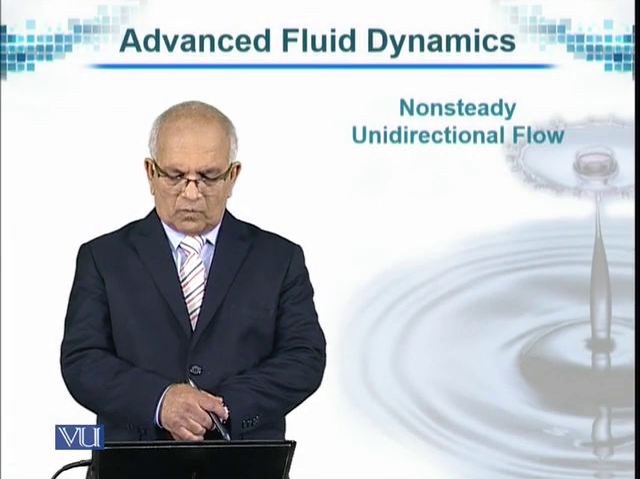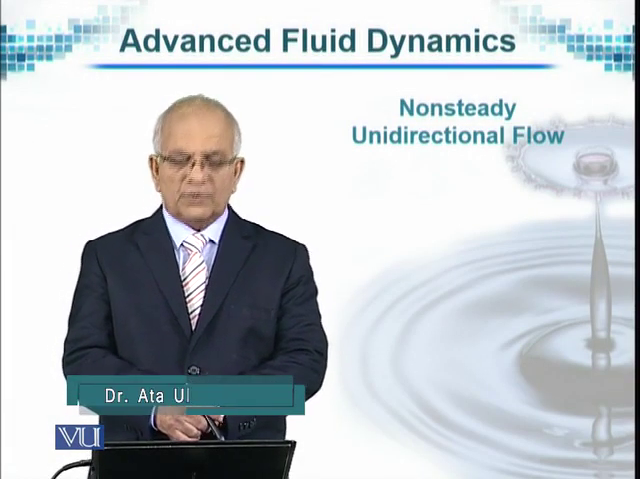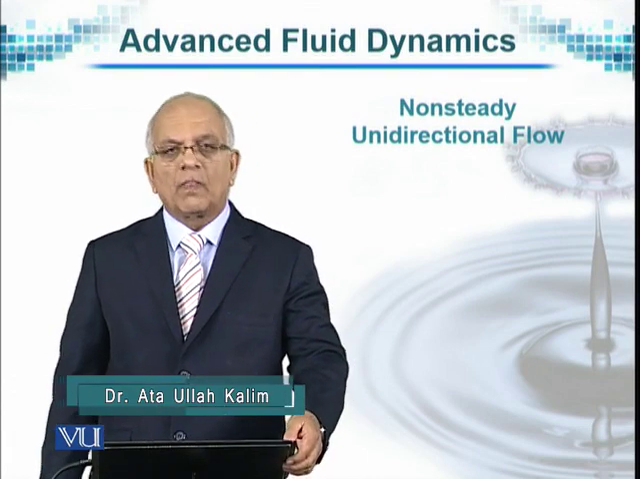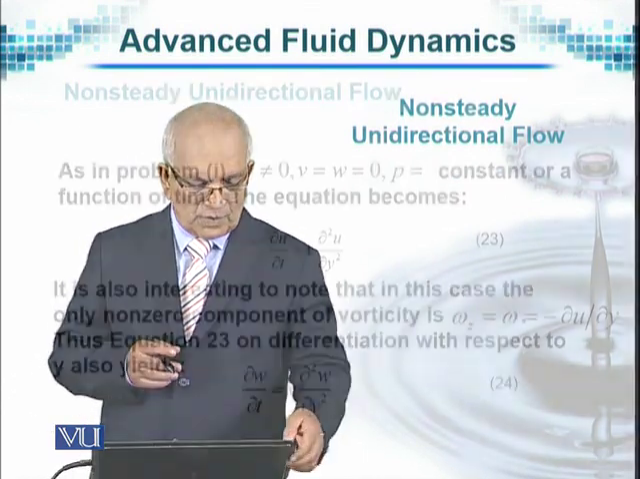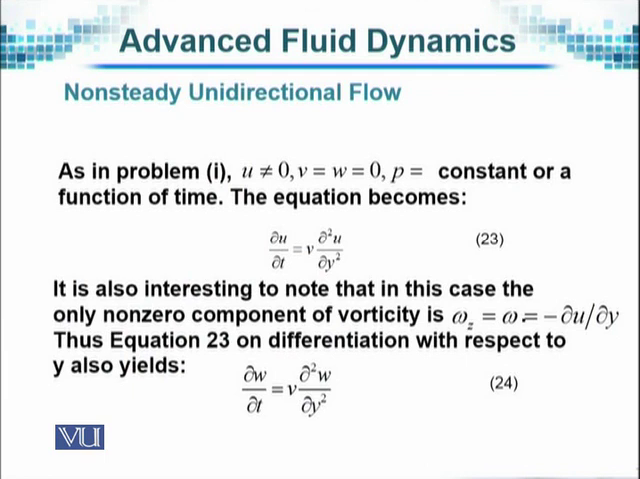We consider now what we call non-steady unidirectional flow. So now we have introduced the situation whereby the fluid flow is unsteady. That is, it does change with time. So as in one of the earlier problems, where u was different from 0, but v and w, that is x and y components, were 0, the pressure was 0, and so on, the equation of motion becomes of this type.